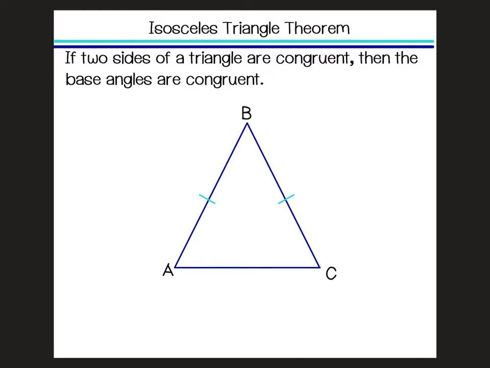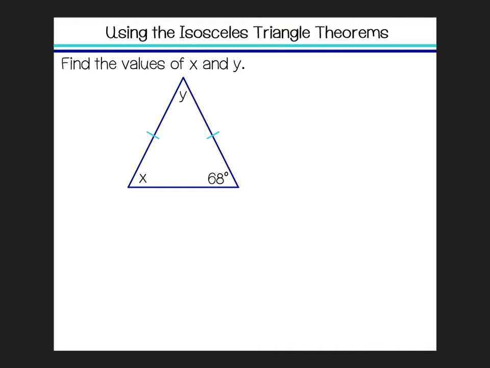The isosceles triangle theorem states if two sides of a triangle are congruent, then the base angles are congruent. So we just said that these are considered the legs. So if we have these two congruent legs, then we know that the base angles, so angle A and angle C, are also congruent. Using that information, we can solve this example, which says using the isosceles triangle theorem.